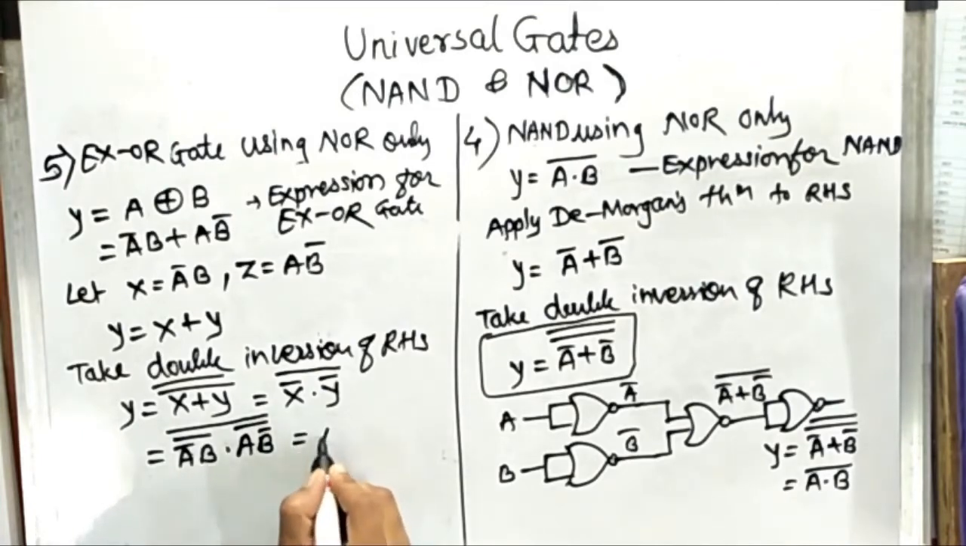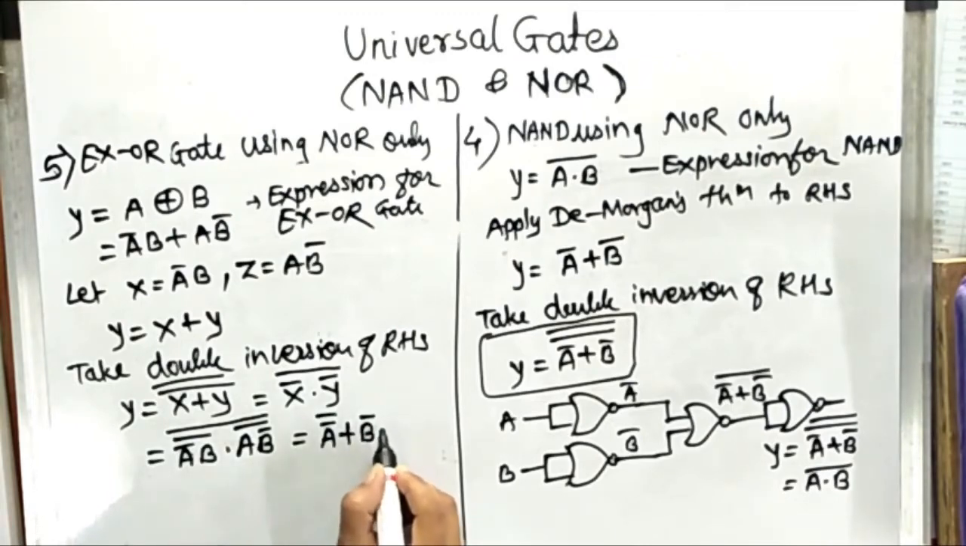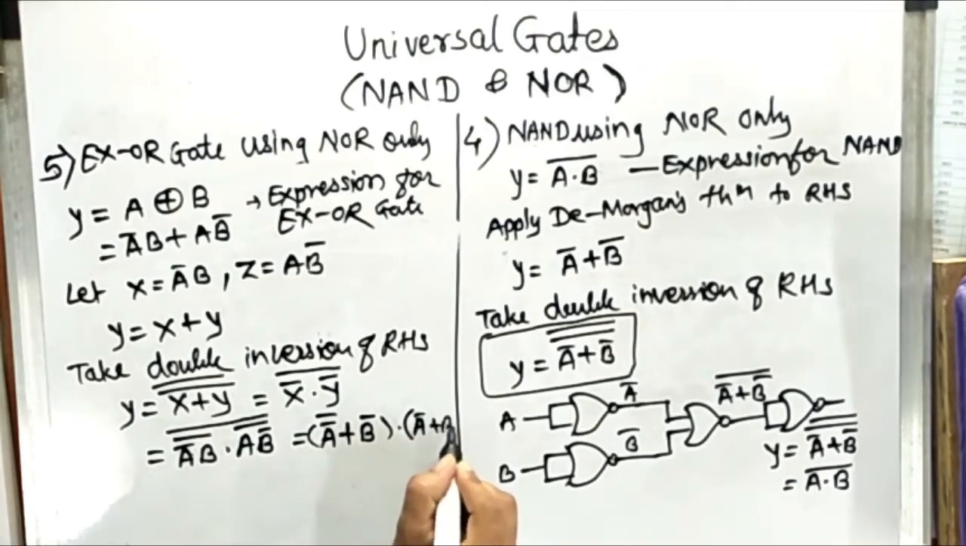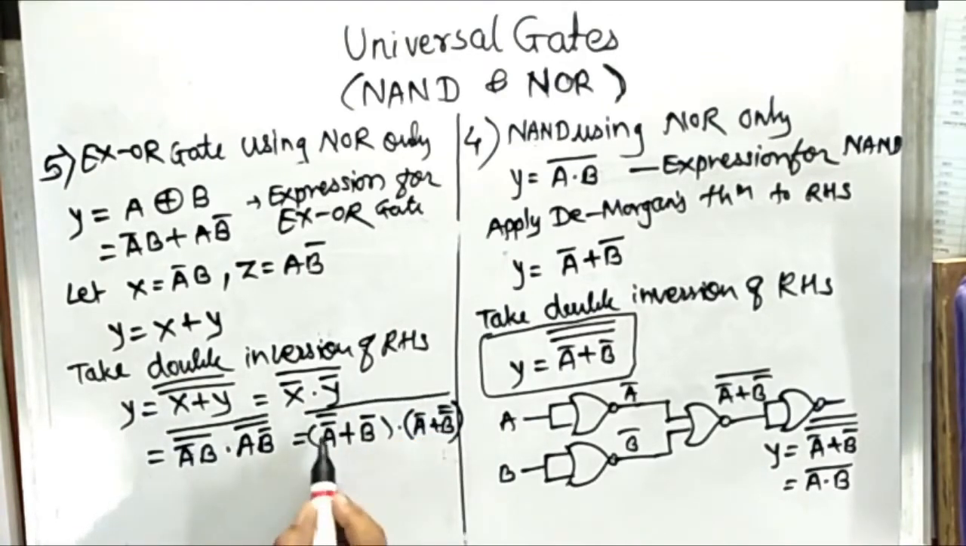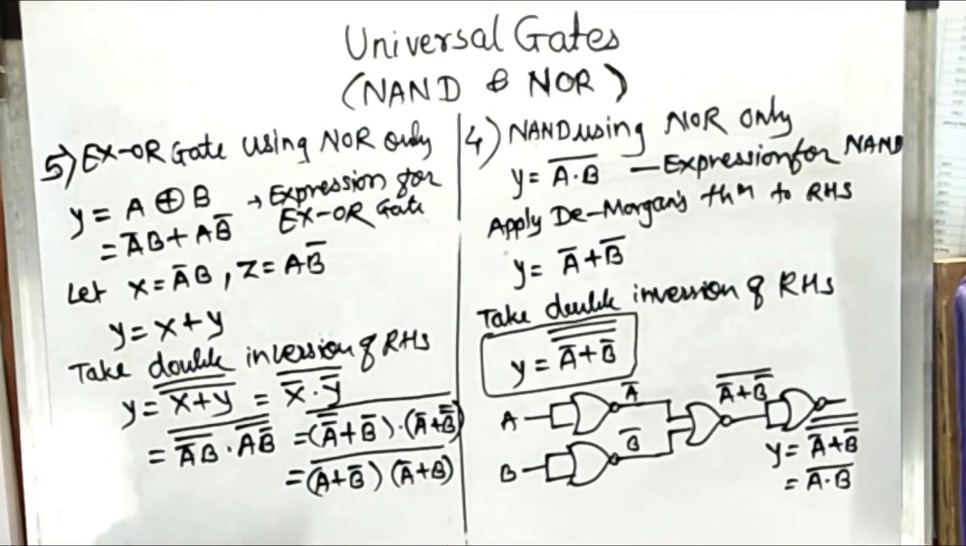So we can write here A double complement plus B complement into A complement plus B double complement and this outer complement as it is. So according to double inversion law, we can write that is A plus B bar into A bar plus B whole complement. So we have converted this AND into OR. Now we have to convert this AND into OR. So apply De Morgan's theorem to this complement.